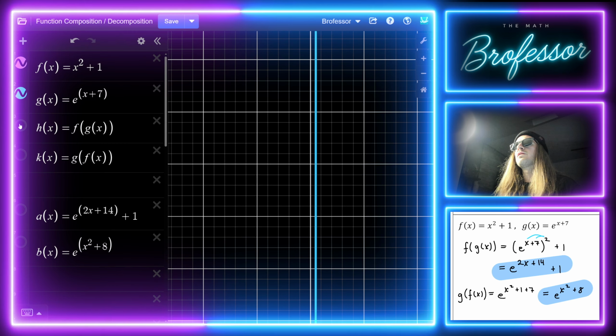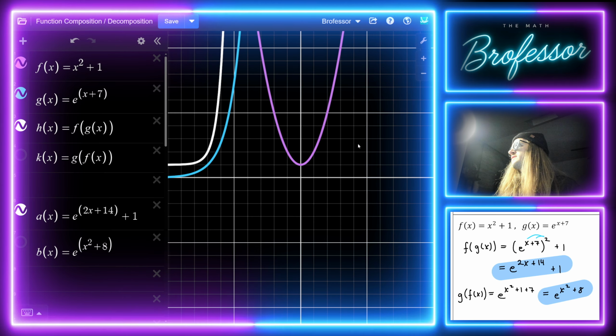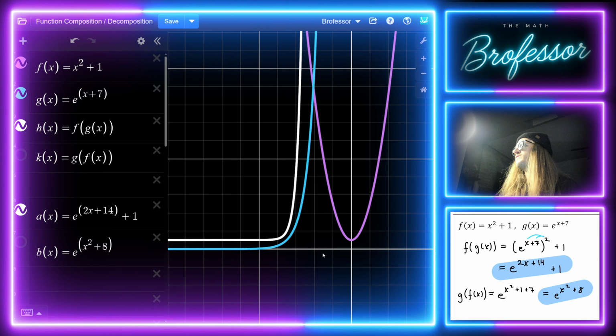So I want to look at the first one again, because that one was at least nice to look at. So there we go. There was the first composition. They both work. We got them.